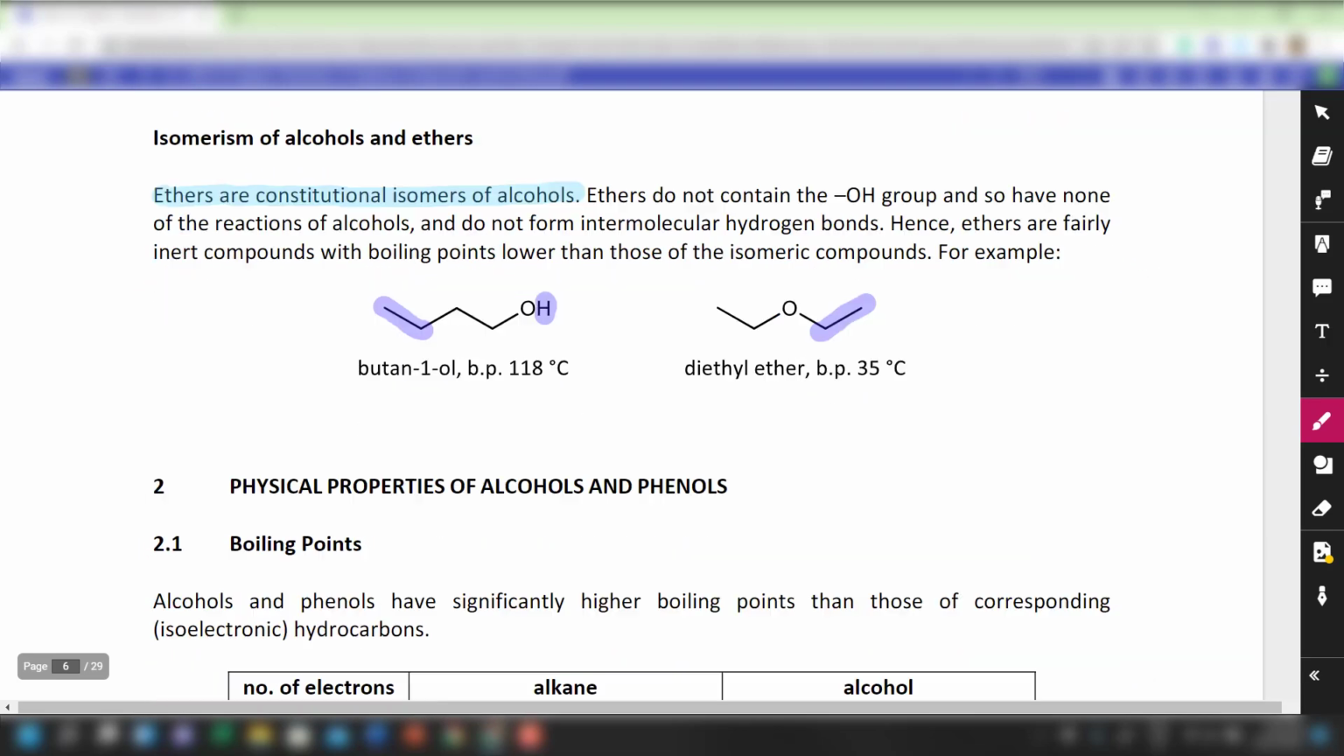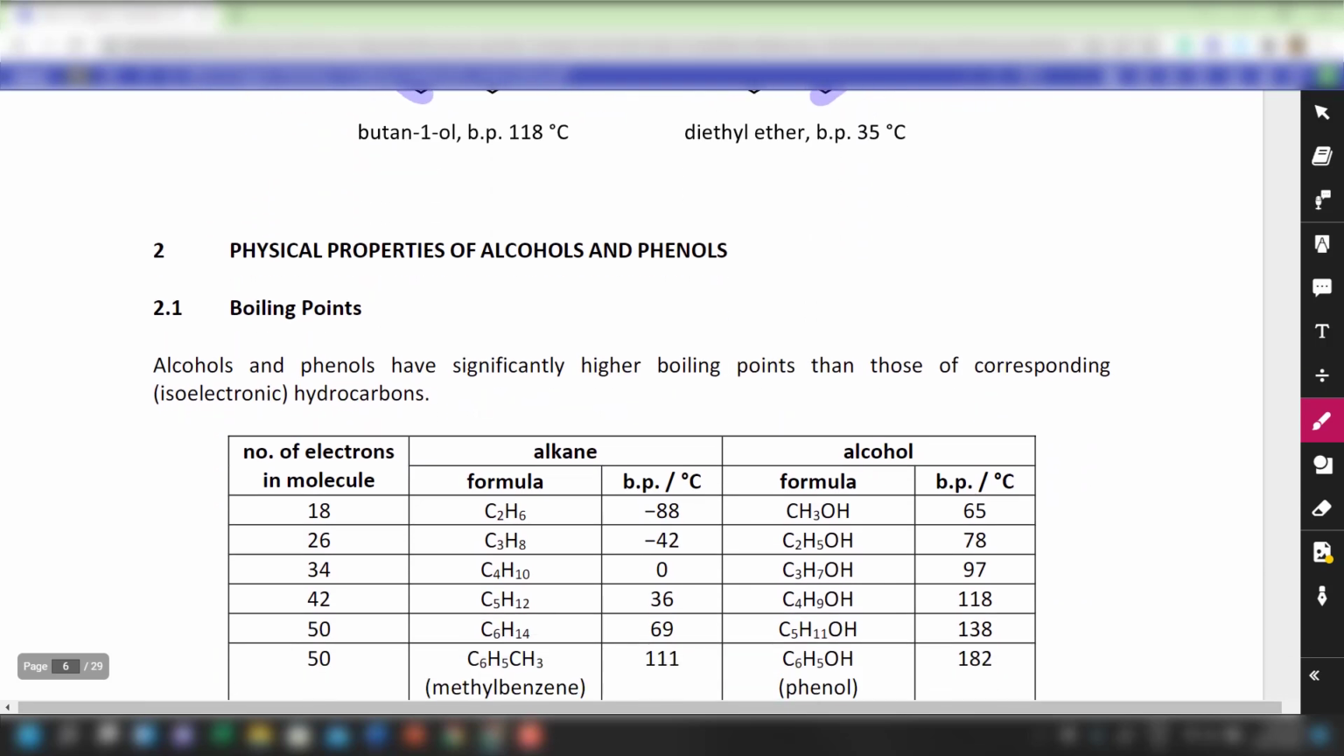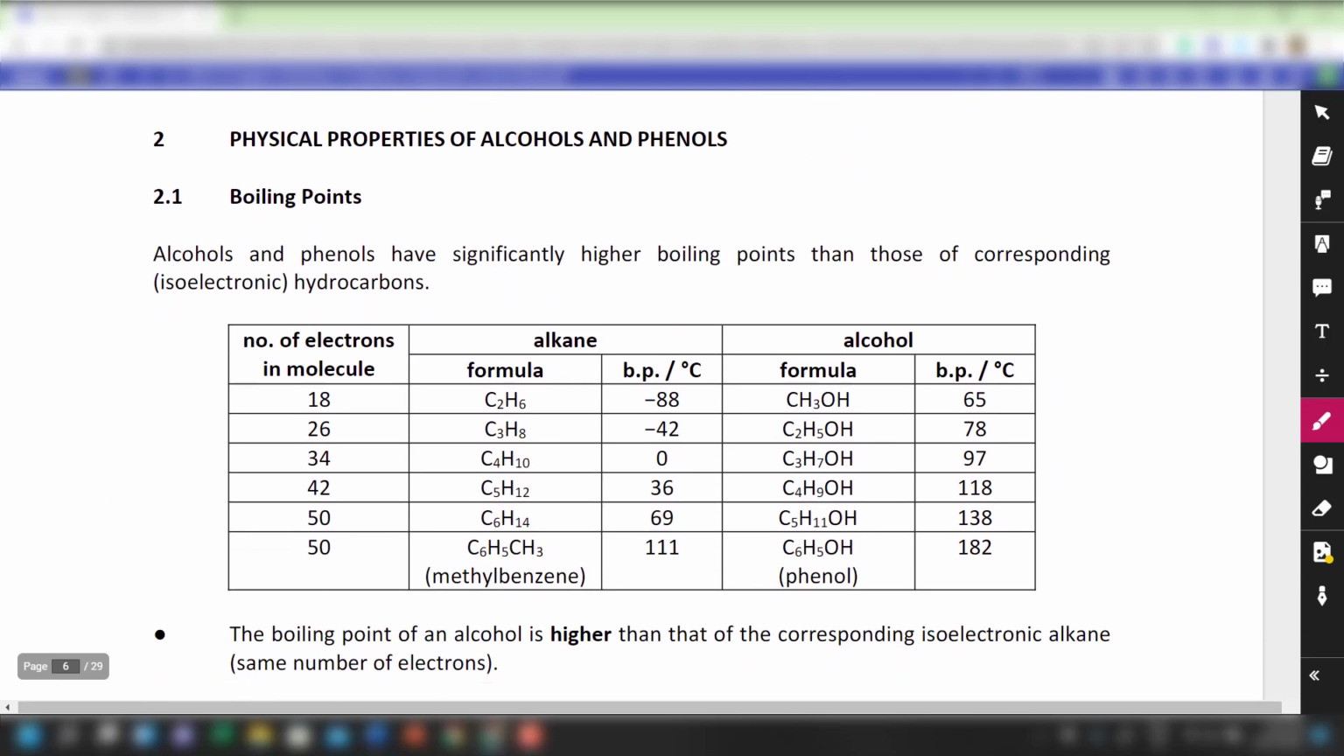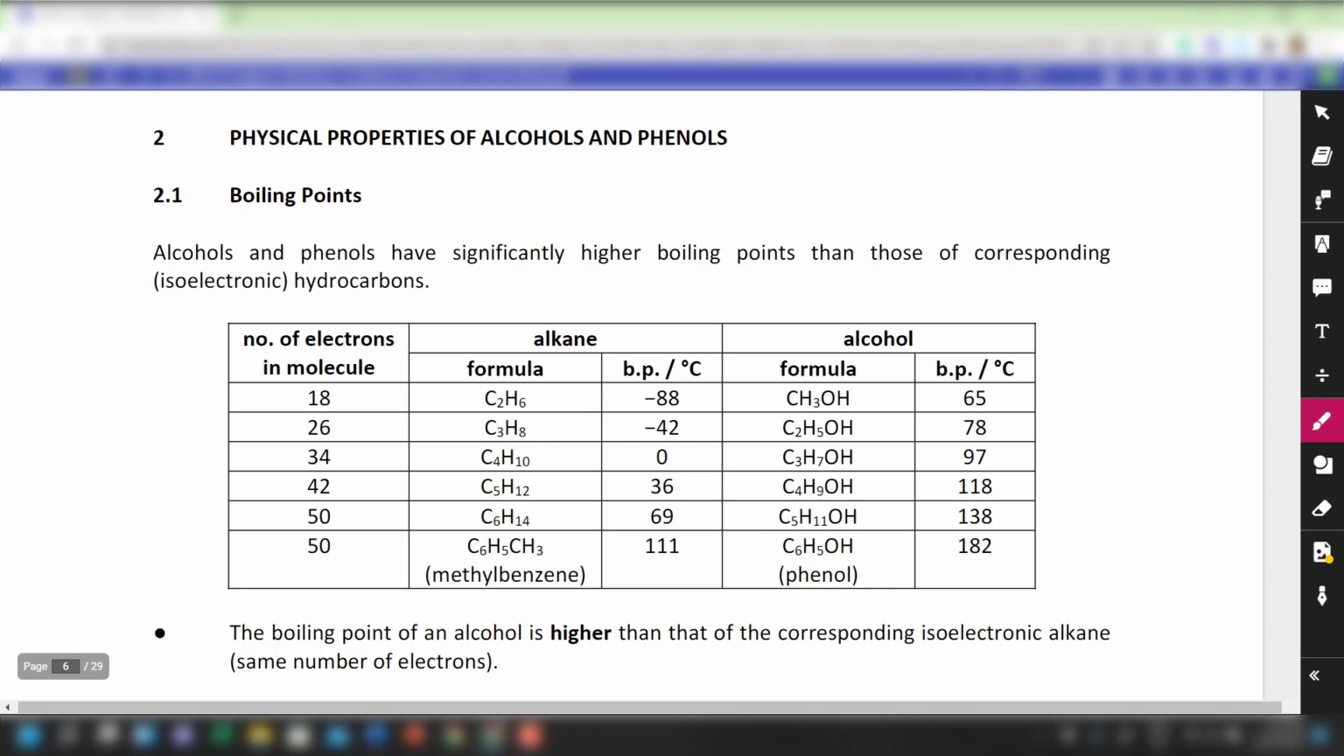Okay, then moving on to the second section, we have physical properties. I don't think I need to spend a lot of time on physical properties because you would have experienced the bulk of it in chemical bonding.